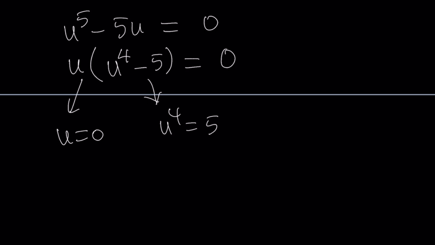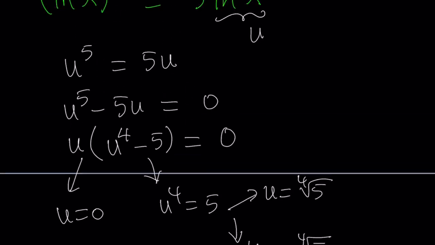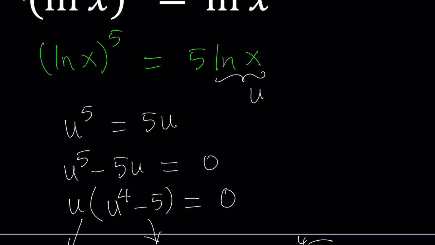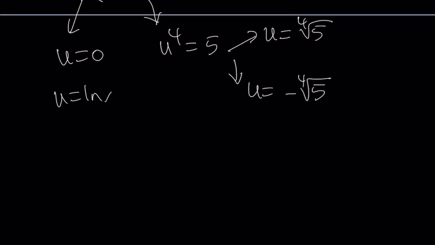And as you should know, this has two solutions. One of them is the fourth root of 5, and the other one is the opposite of this number. Why? Because 4 is an even number. When you raise u to the fourth power, even if it's negative, it's going to become positive. So in other words, there are two numbers whose fourth power equals 5. All right, so we got two solutions, but u is ln x. So let's go ahead and set each of these equal to ln x. We know that u is equal to ln x, right?